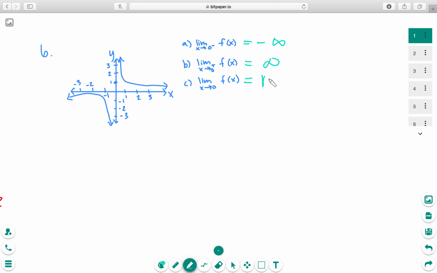It does not exist. So I'm going to write DNE for does not exist. It's pretty standard because it approaches two different values from two different sides, and that's one of the properties that we learned. And since that's true, then the limit does not exist. So those are the different ways that you calculate that.